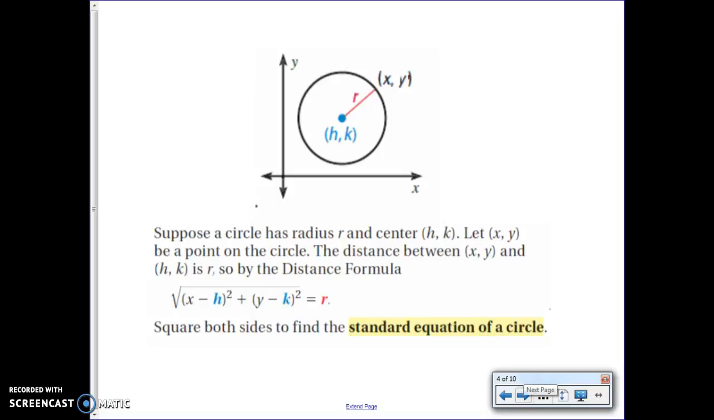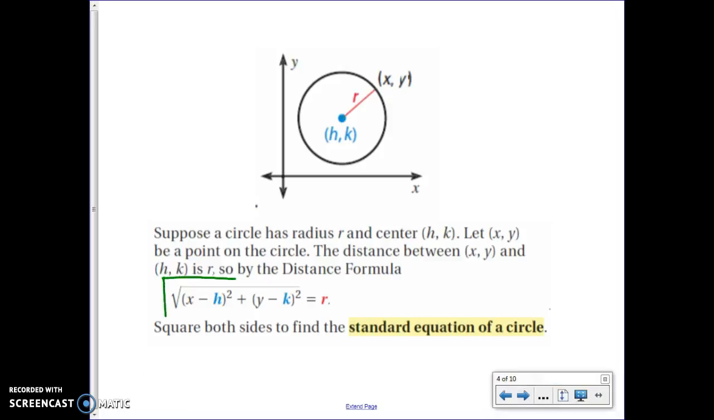So now, what if we move off the origin? Suppose a circle has a radius r and center (h, k). Let (x, y) be a point on the circle. The distance between (x, y) and (h, k) is the radius. So by our distance formula, we know this.